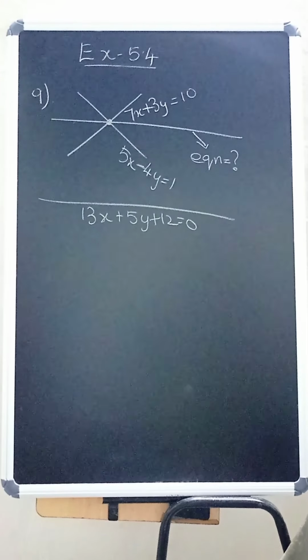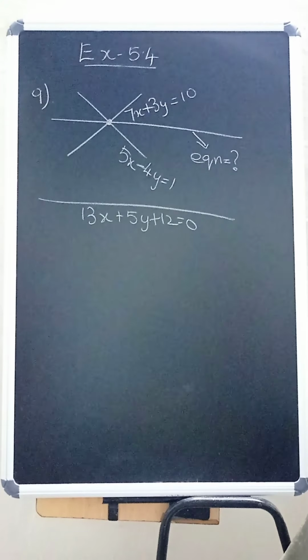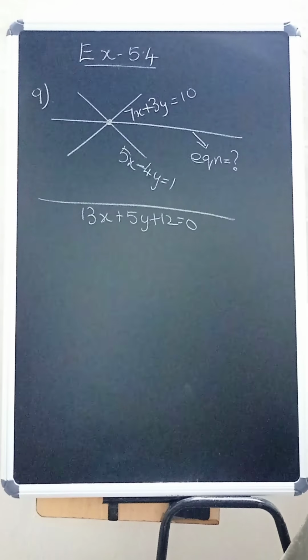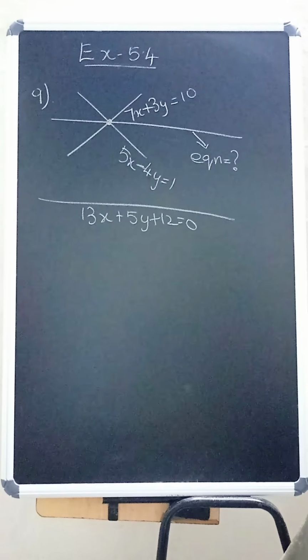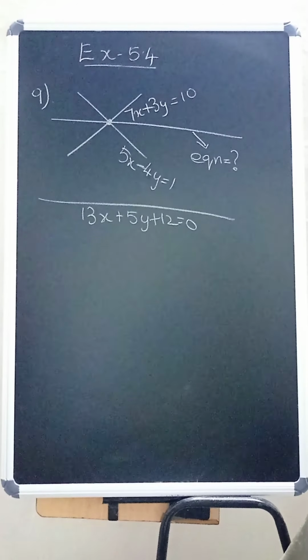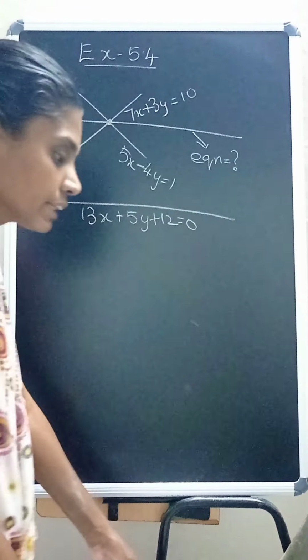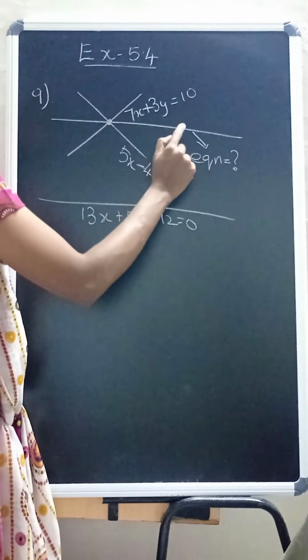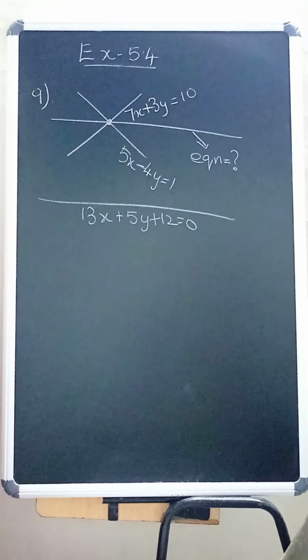Next, ninth sum. Find the equation of a straight line through the intersection of the lines 7x plus 3y is equal to 10, 5x minus 4y is equal to 1, and parallel to the line 13x plus 5y plus 12 is equal to 0. So now these are the conditions given and I have drawn a rough diagram. Now you need to find the equation of this straight line.